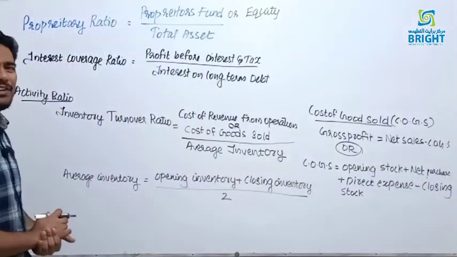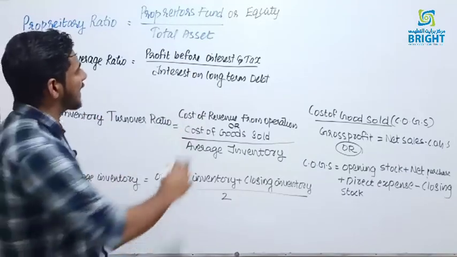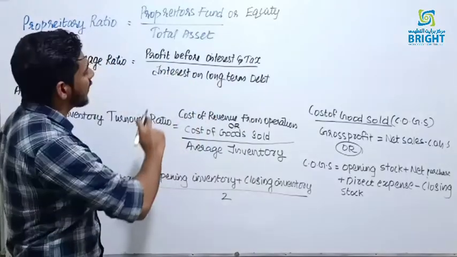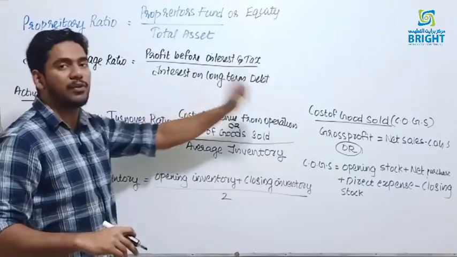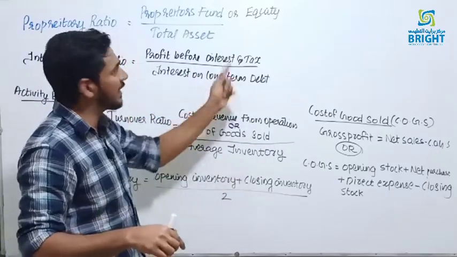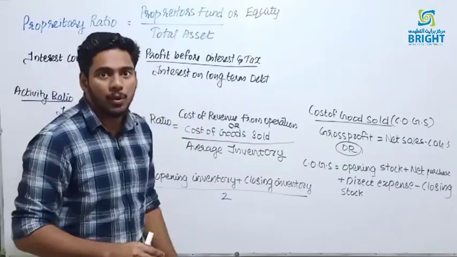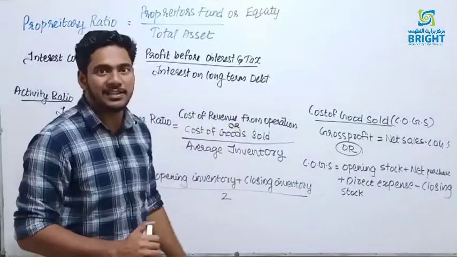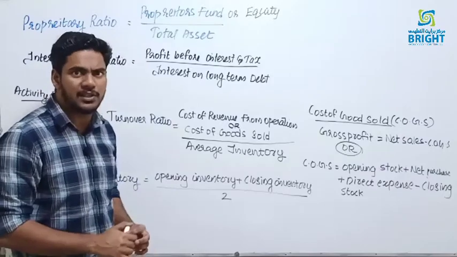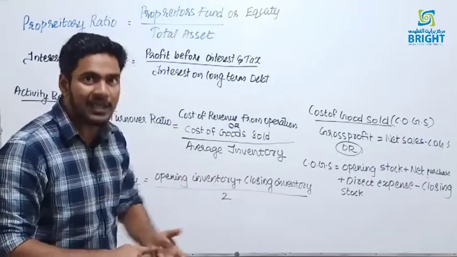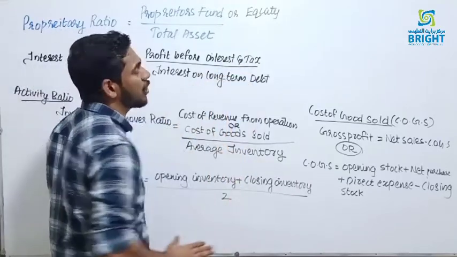Then come to the interest coverage ratio. What is interest coverage ratio and what is the significance? Before that, the formula to find interest coverage ratio: you have to find out the profit before interest and tax. If in the question they have given profit after interest and tax, you have to find out profit before interest and tax, which you divide by interest on long-term debt. Long-term debt consists of interest on borrowings, and interest on other long-term loans and advances.